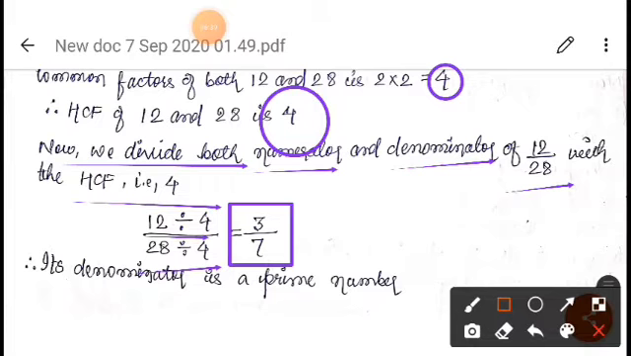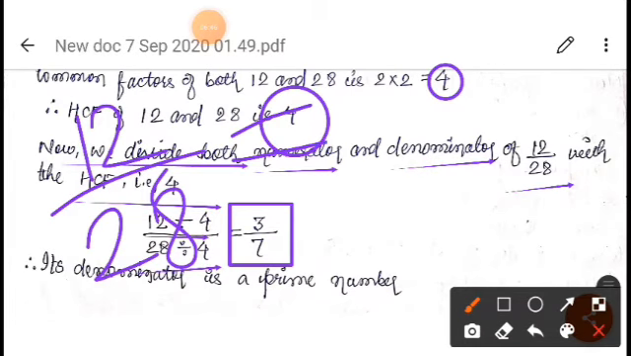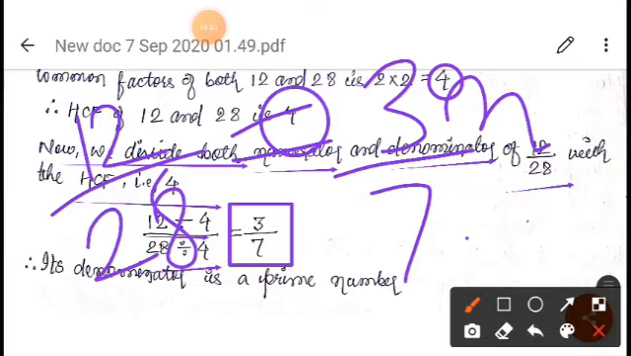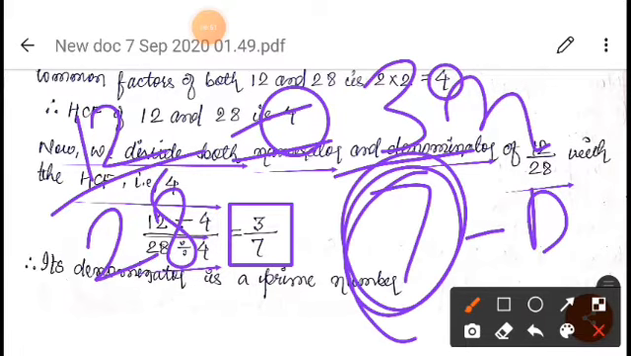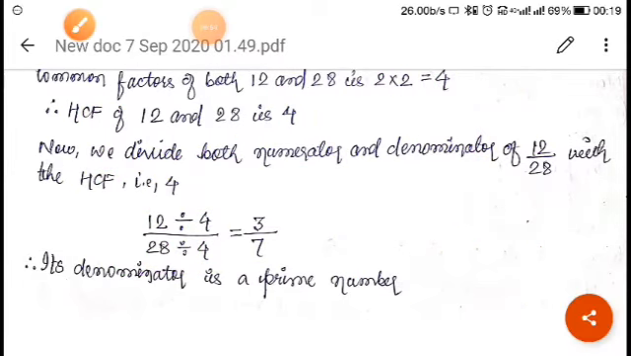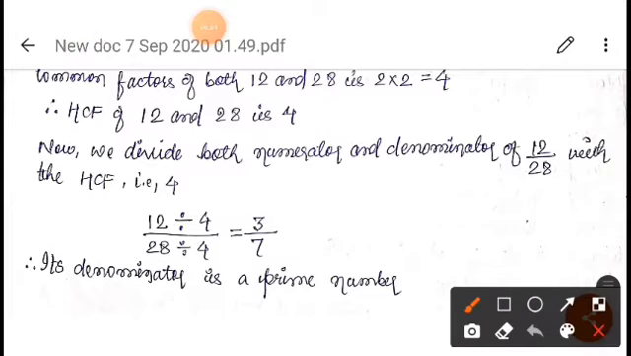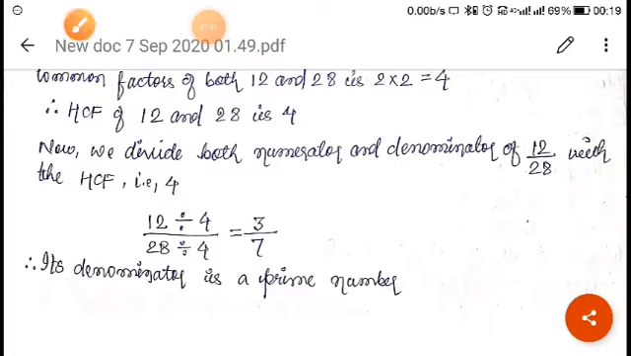So for 12 by 28, we have got the simplest form as 3 by 7. Now this one is the numerator and this one is the denominator. You can see this is 7. 7 is a prime number, right? So what can we write? Its denominator is a prime number. I hope you have understood this.